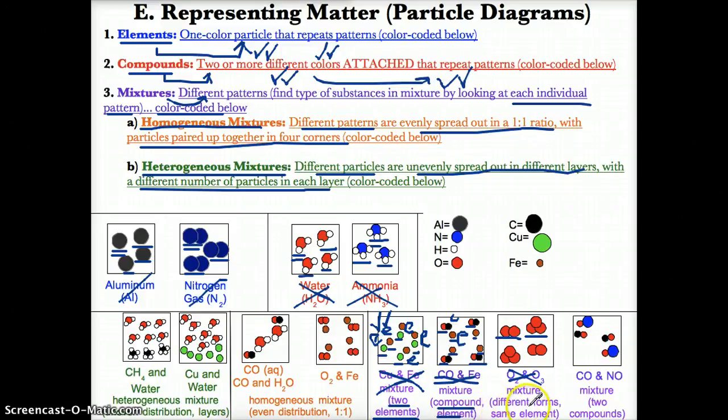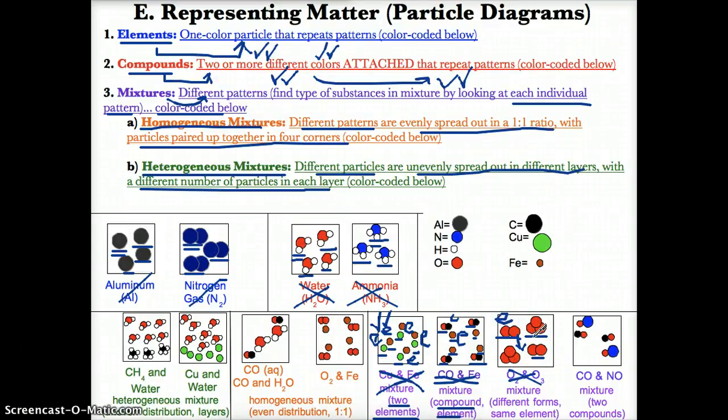The mixture here involves two red for the first pattern and three red for the second pattern. So let's see that. The first pattern is a true circle red particle that repeats itself once down here. All right? So we know that since it's a one color particle that repeats itself once down here, it's an element, right?